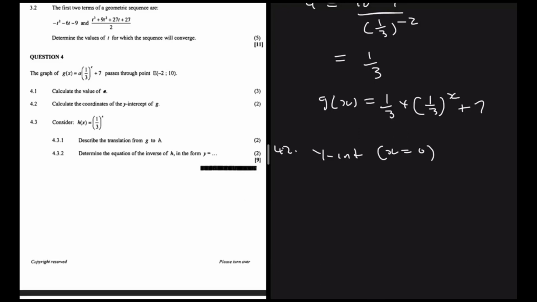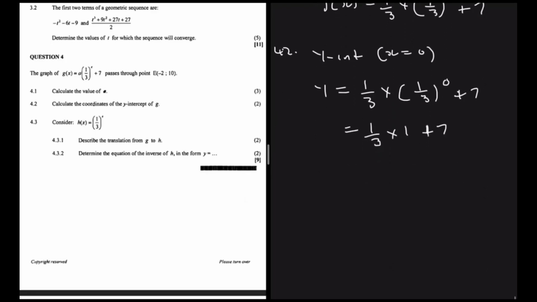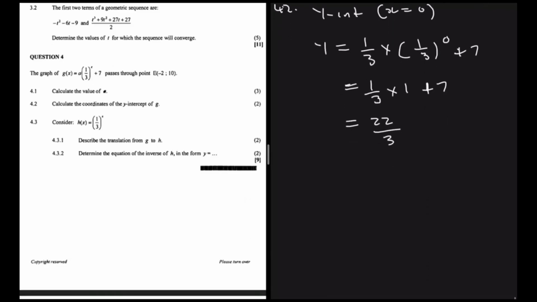So we're going to have y equals 1 divided by 3 multiplied by 1 divided by 3 to the power 0, because x is 0 at the y-intercept, plus 7, which equals 1 divided by 3 multiplied by 1, because every number to the power 0 is 1, plus 7, right? If you put this in your calculator, you can just get 22 divided by 3. I was tempted to just do it in my head. But anyway, let's carry on.